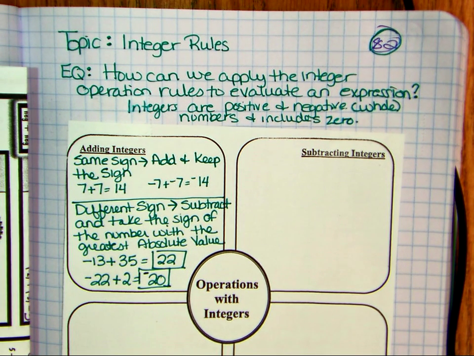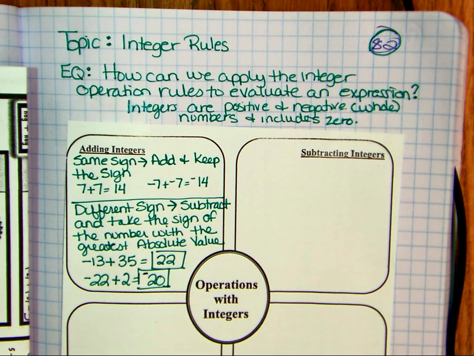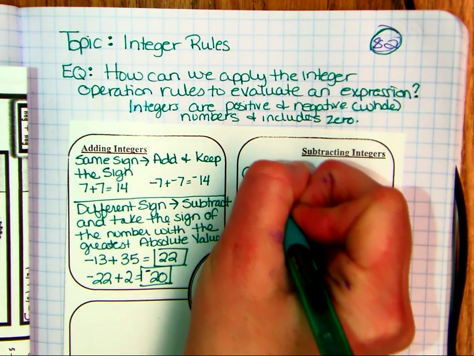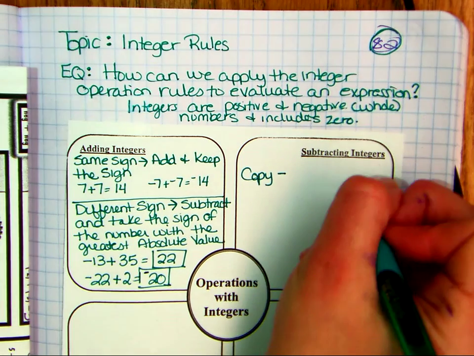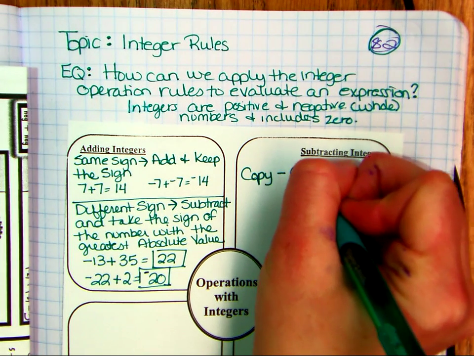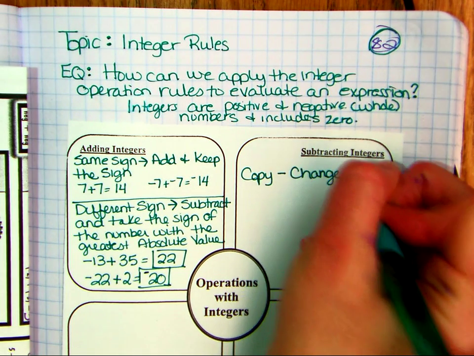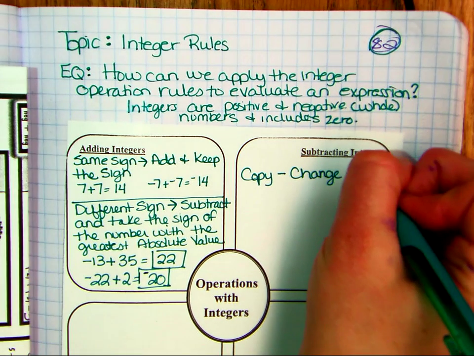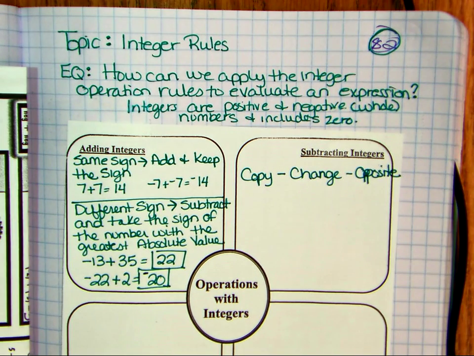Next, we're going to look at subtracting. In subtracting, you want to remember the phrase copy, change, opposite. And there should be 2 P's in there. Sorry, spelling error. So you're going to do copy, change, opposite. And that's going to set up the problem.